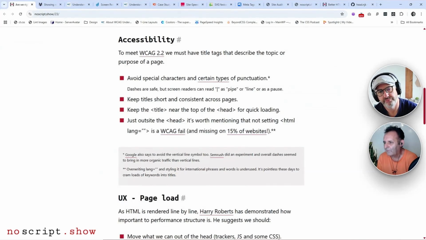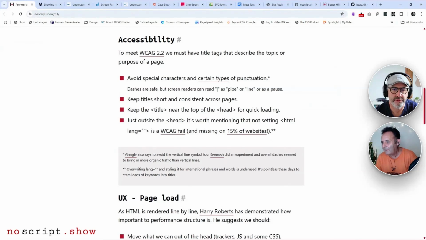I've gone off my points here. You're on keep title short and consistent across pages. I suppose I covered that a little bit already, but I jumped ahead. So I'll go on to the next one, which is keep the title near to the top of the head for quick loading. Because obviously, if you are on a screen reader, the order is important. If that comes in last, it can be very confusing. If something's blocking your title coming up, you don't quite know where you are. And it's even worse for screen reader users who need to know where they've landed. So that's a key thing.